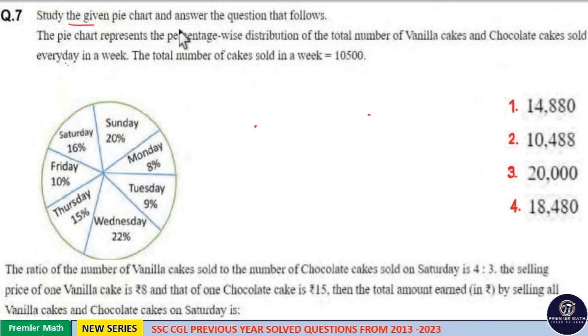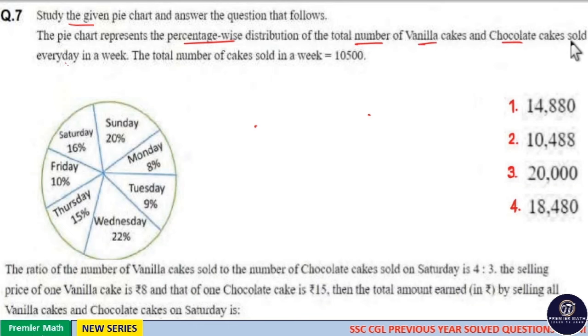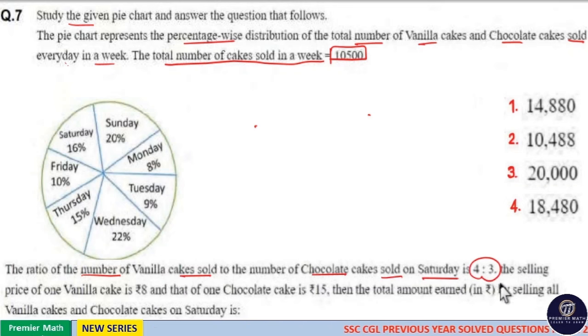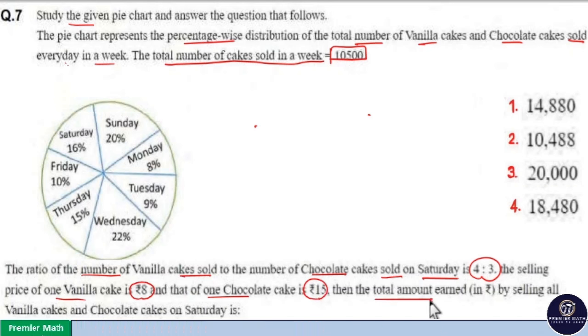Study the given pie chart and answer the question that follows. The pie chart represents the percentage-wise distribution of the total number of vanilla cakes and chocolate cakes sold every day in a week. The total number of cakes sold in a week is equal to 10,500. The ratio of the number of vanilla cakes sold to the number of chocolate cakes sold on Saturday is 4:3. The selling price of one vanilla cake is ₹8 and that of one chocolate cake is ₹15. Then the total amount earned by selling all vanilla cakes and chocolate cakes on Saturday is.